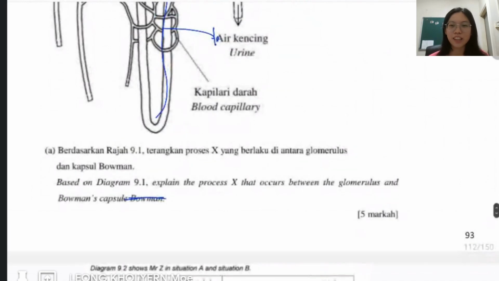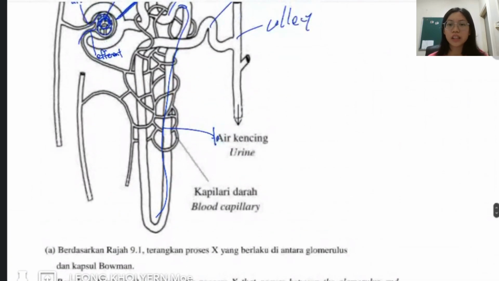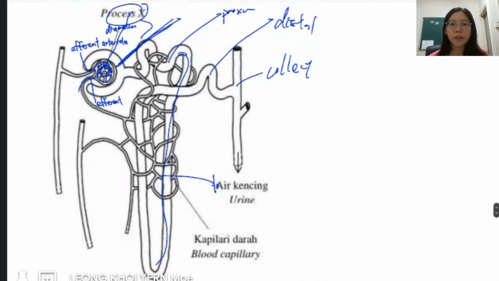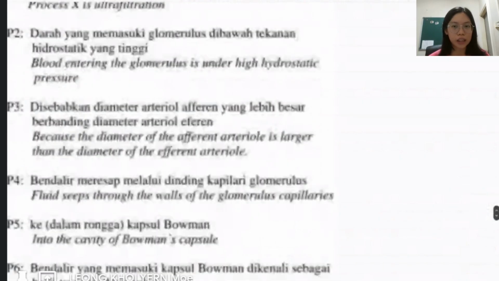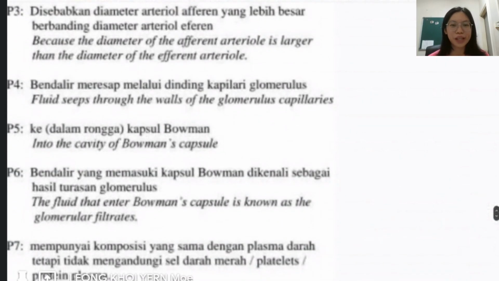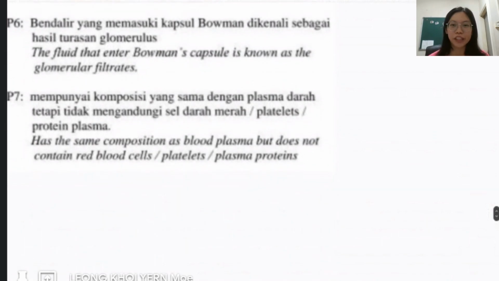So what occurs between the glomerulus and Bowman capsule is basically ultrafiltration. Answering this, you don't really need to mention what happens in process X. Normally, I say for such questions, you name the unknown and you get marks already. So you name what process X is, it is ultrafiltration, and you explain it. It's also the same thing I mentioned just now, so I'm not going to waste time.